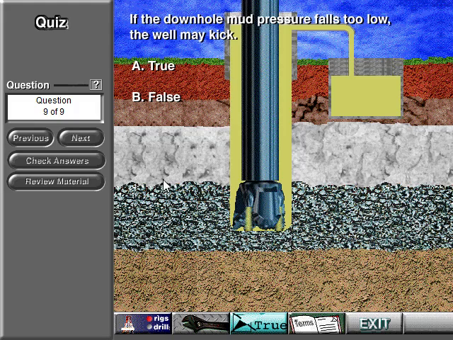True or false? If the downhole mud pressure falls too low, the well may kick. A. True. B. False. That's right. The hydrostatic pressure of the mud column offsets formation pressure and prevents reservoir fluids from entering the wellbore.